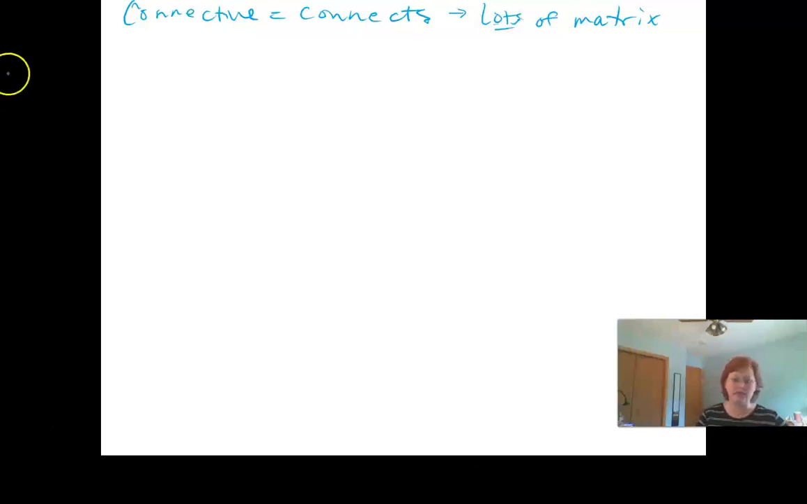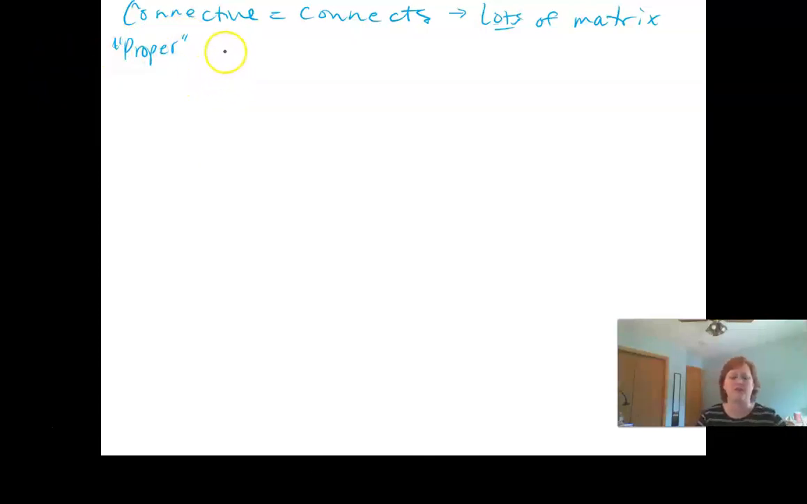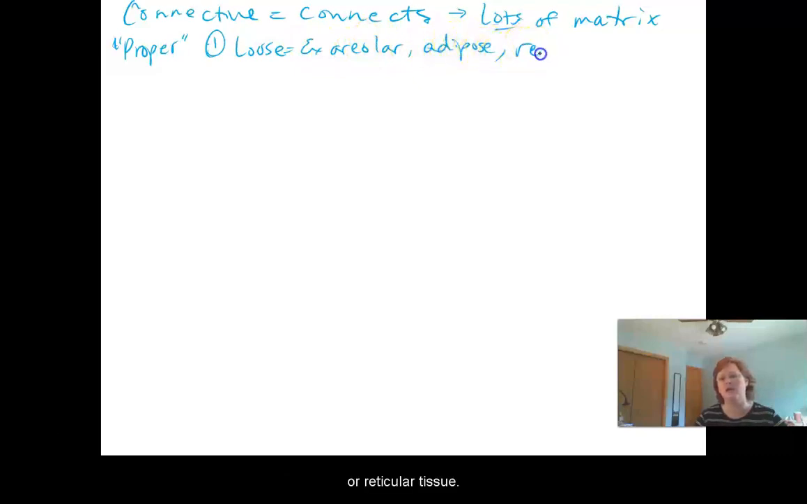So I'm going to break things up in slightly different categories than they did in the other video. I like to break it up into three main categories. First, we have connective tissue proper, kind of like our ropes or burlap sack sheets. Let's hit some highlights here. We can have loose connective tissue, so these would be things like areolar, adipose, or reticular tissue.